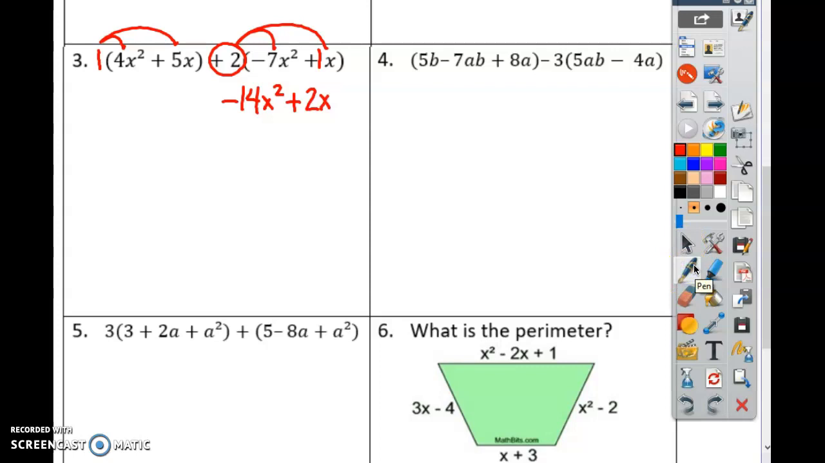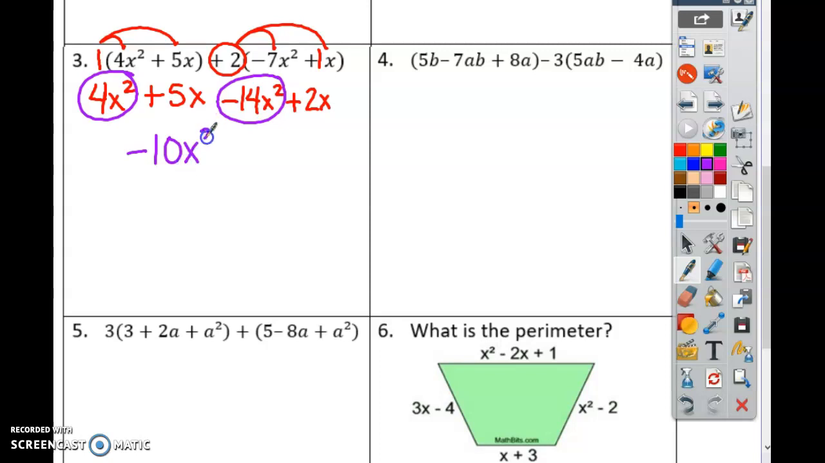Okay, so then this front one, it just comes down. That's 4x squared plus 5x. What's the next step? Combine like terms. So this one with this one, and it's minusing it. You see this? Goes with the 14. So what's 4 minus 14? Negative 10. It's a negative 10x squared.